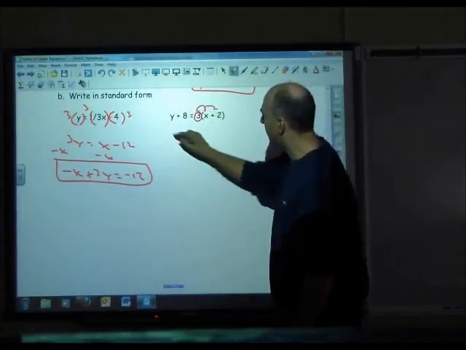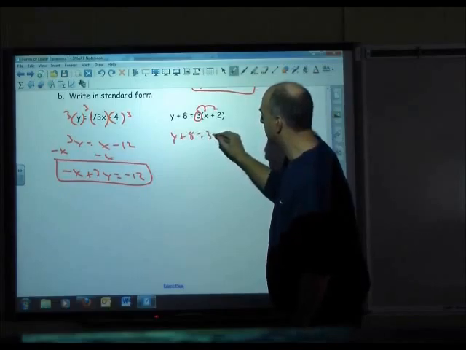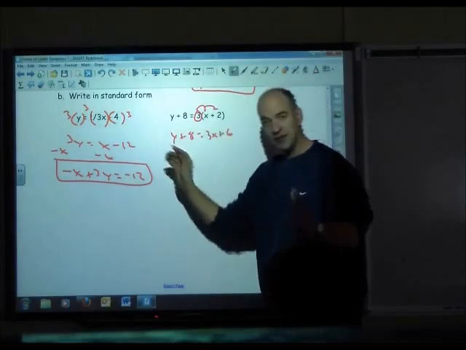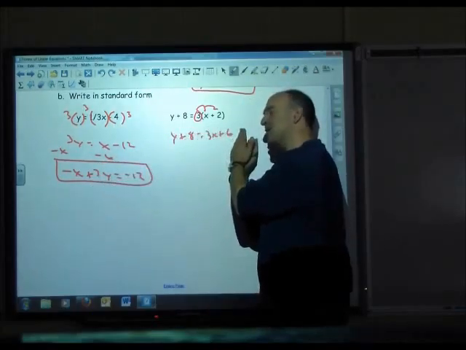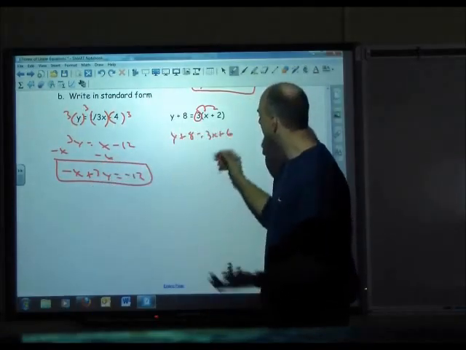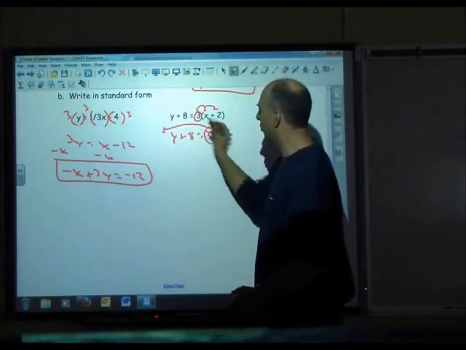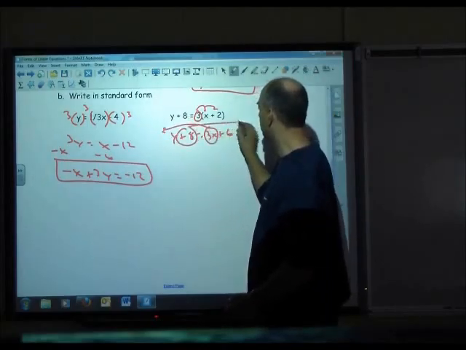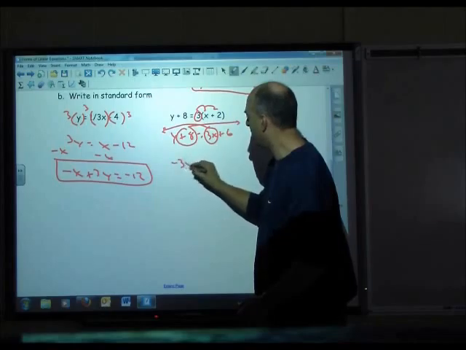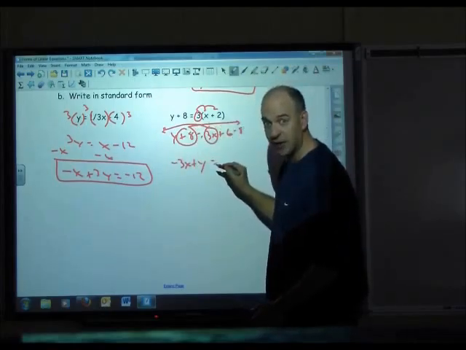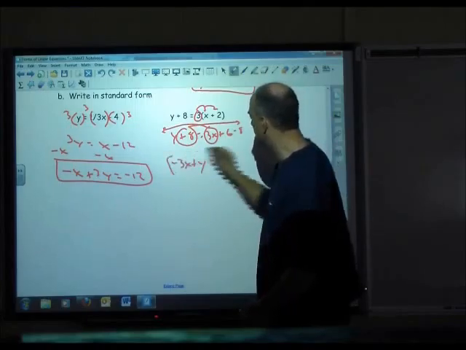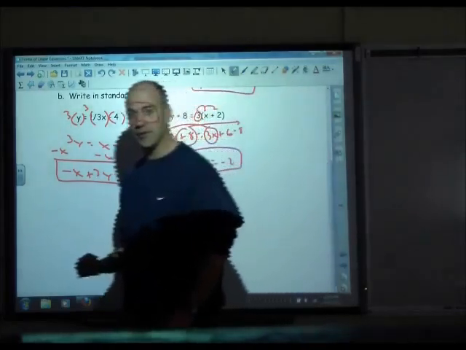Got to simplify. So y plus 8 is 3x plus 6. Shuffle the x over on the same side as the y. Shuffle the constants to the same side over here. When you throw it across, it turns into its opposite, so if you can remember that. -3x plus y equals, this 8 comes across as -8, and you'd have -2, and there you go. Okay?